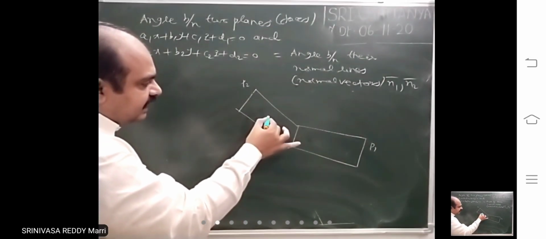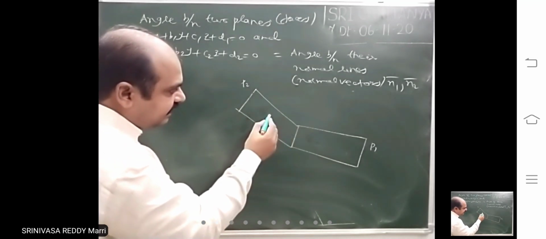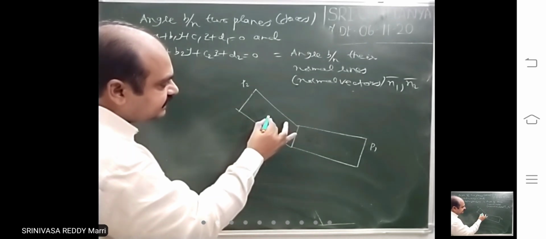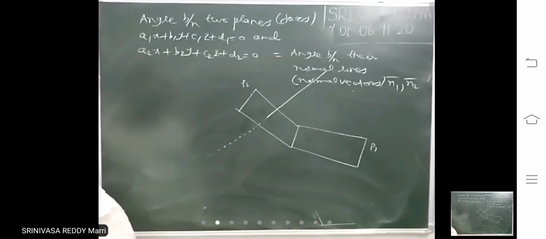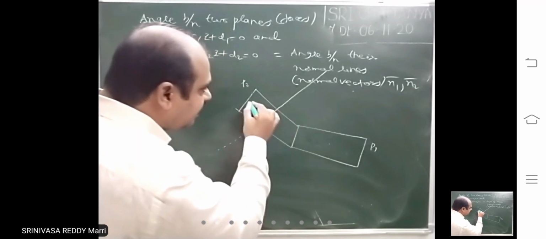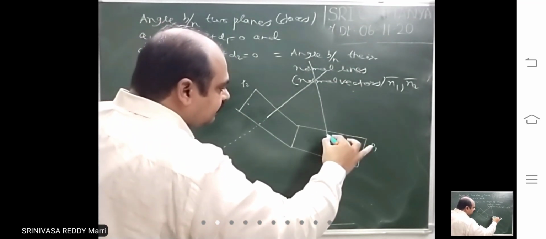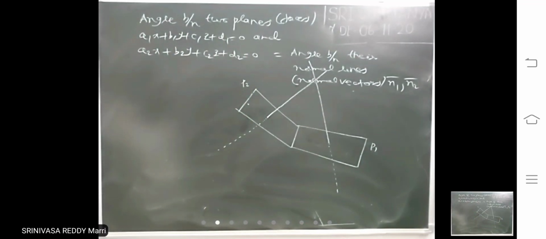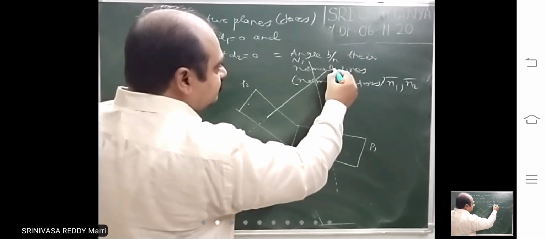You take the normal line of this page. This is one plane, this is another plane. I am drawing a normal line perpendicular to it. This is one normal line, and this is another normal line. Normal line to page 1, normal line to page 2. Let us say the normal lines are like this, and this is N1, this is N2.